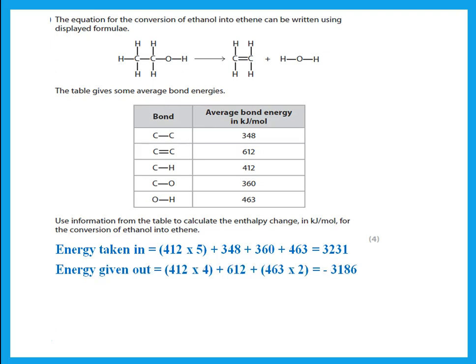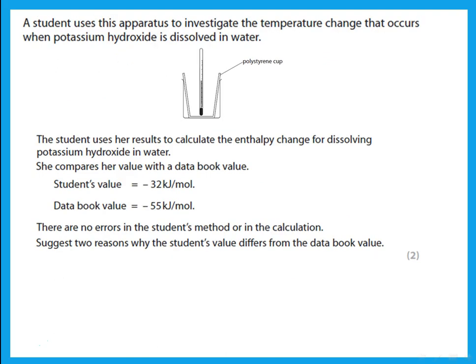Then we look at the products. Which bonds did we form in the products? Well, I have C-H bonds. I have 4 of them. And then I have one C double bond C, which is a 612, plus I have 2 O-H bonds. So that comes out to be this number. Reactants minus products will give the overall delta H. In this case, it's a positive number, and that means it is an endothermic reaction.